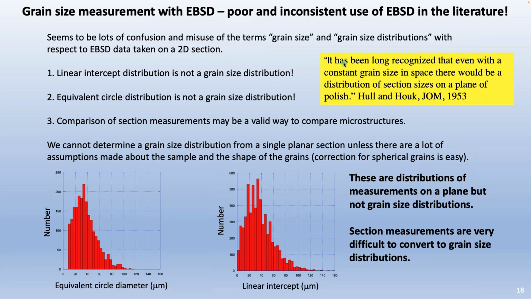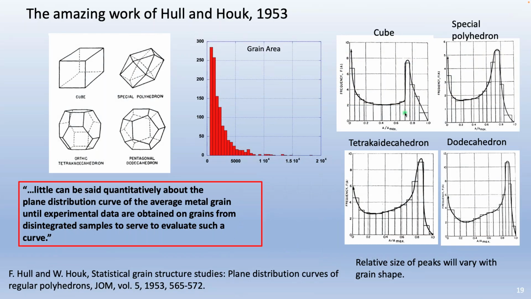And I'll bring your attention to this comment from a paper published in the Journal of Metals back in 1953. They said it has long been recognized that even with a constant grain size in space, there would be a distribution of section sizes on a plane of polish. To go into a little more detail with that paper, I found it to be absolutely amazing.